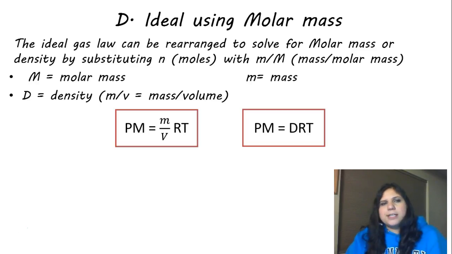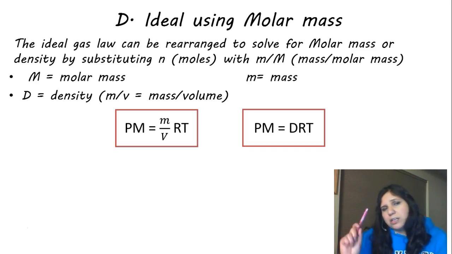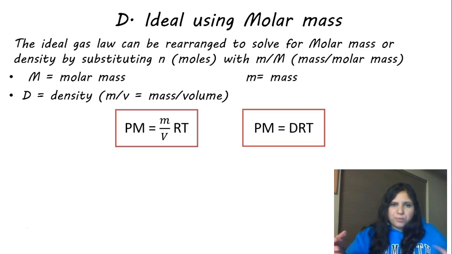Okay, all right, so here we go. Here is a different version of the same equation, except this version uses molar mass and density. And so it's just a rearranged form of the ideal gas law. What's been substituted here is, instead of moles, we have taken m over capital M, which is mass over molar mass. Because that's how you find the number of moles. You take the mass, you divide it by the molar mass. It gives you the number of moles.